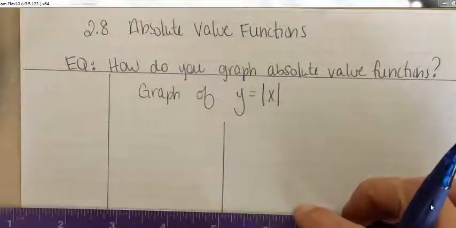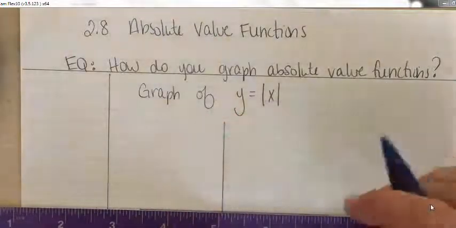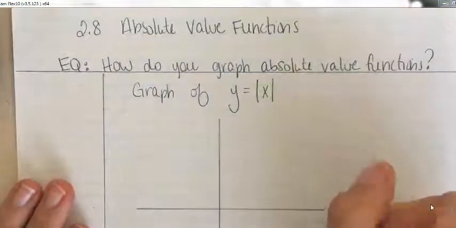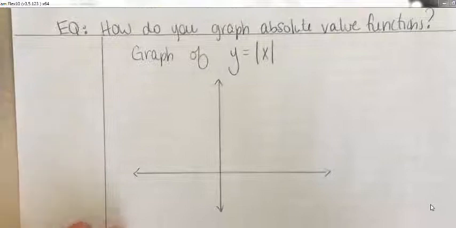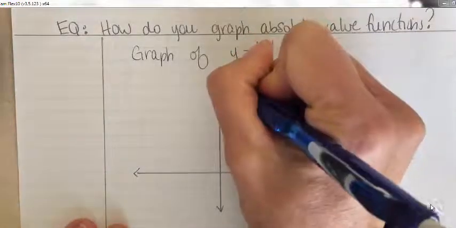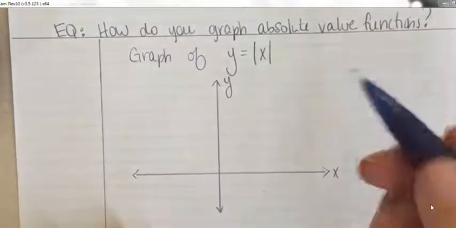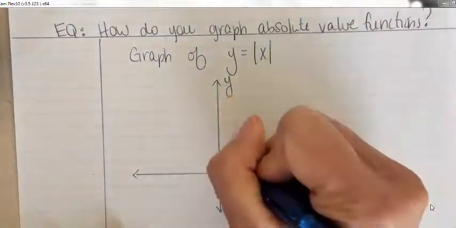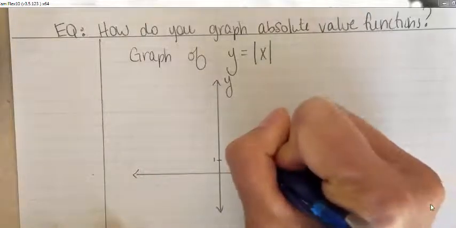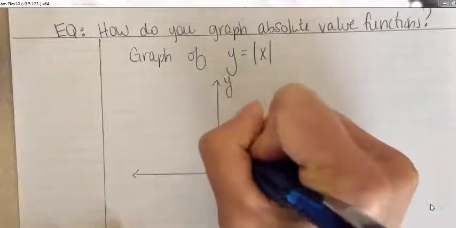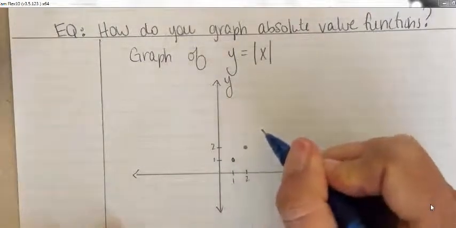And we could get that by doing an input-output table, but your goal is, as we move forward, not to make an input-output table for every single graph, because eventually you're not going to know what the graph looks like, and it's just going to be a mess. So the goal is that we get to a point where we know, hey, I know what an absolute value graph looks like. So if you remember, when we plugged in 1, we got 1 out. When we plugged in 2, we got 2 out, and so on.